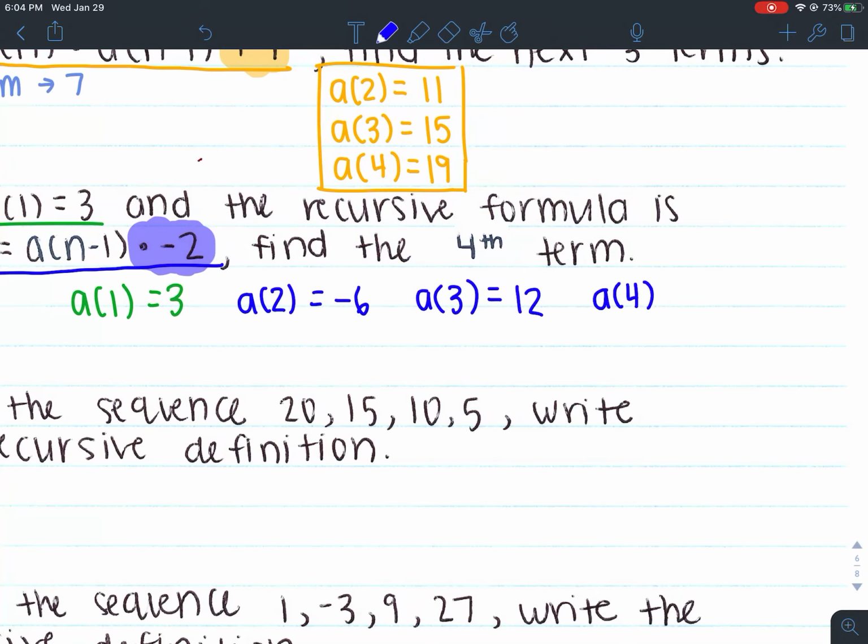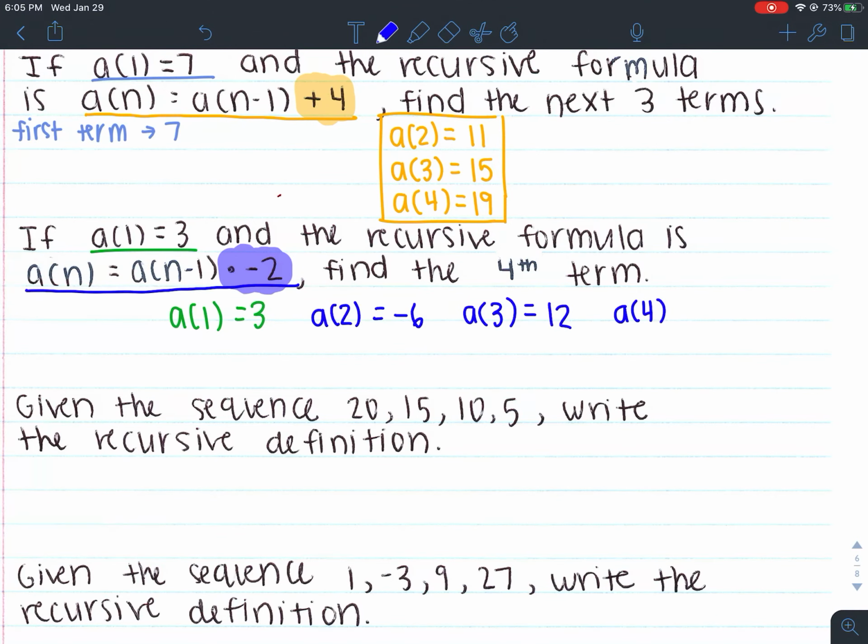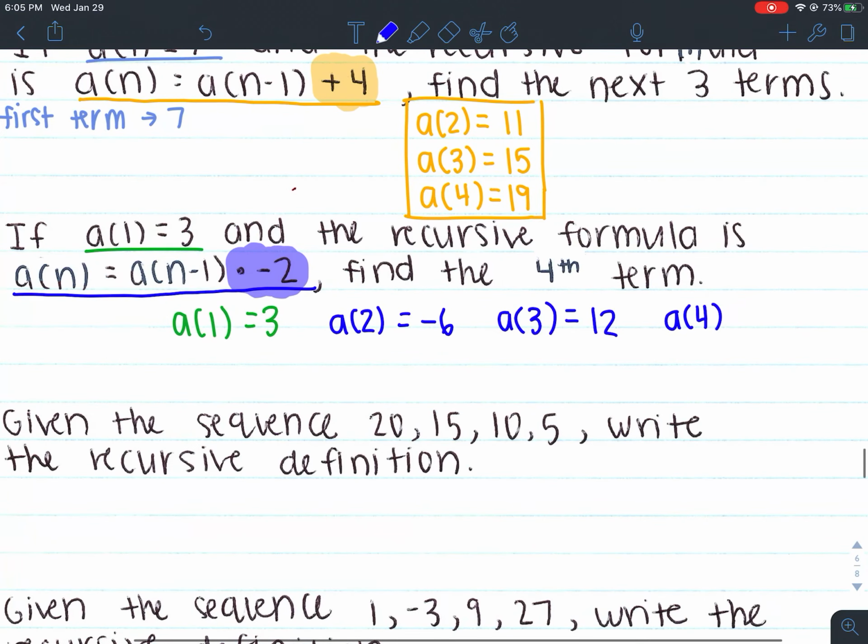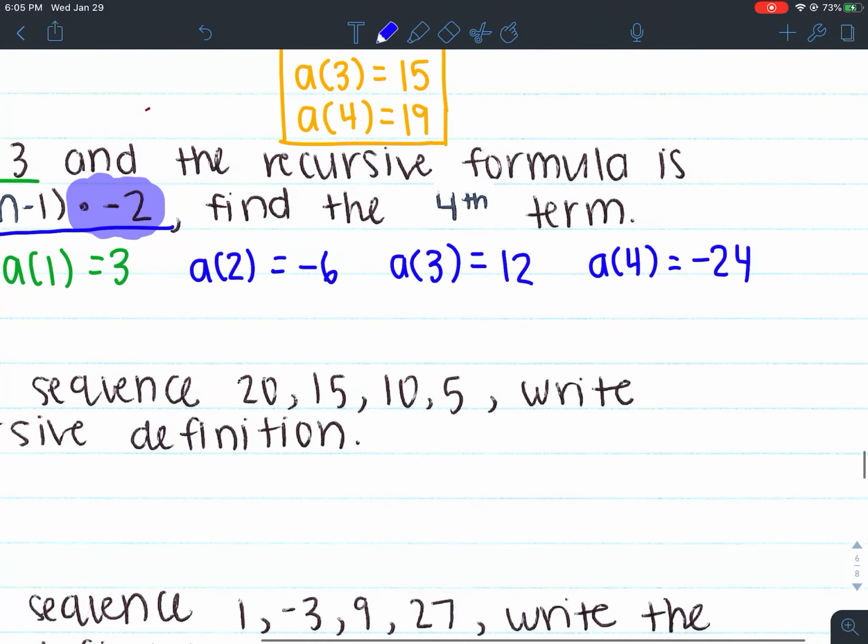Now, when do I stop? Well, I know I have to stop at the fourth term, so I know this is going to be my last step. I don't want to keep going and wasting my time, right? So to find the fourth term, I would take the previous term and multiply it by negative 2. 12 times negative 2 is negative 24. Now, what would I box as my answer here? Well, I would only box this last section because it wants me to find the fourth term.